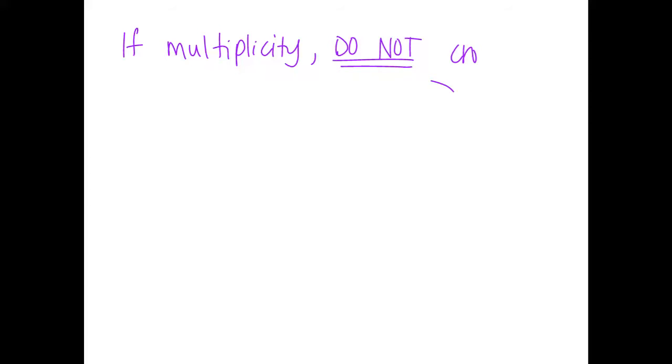So if you have multiplicity, again, copy this in the front cover of your notes, on the inside, the blue front cover, or anywhere on your notes, I guess. If there's multiplicity, you do not cross the x-axis. And we're going to draw asterisks for the zeros. The asterisk means we're not going to cross the x-axis, okay?